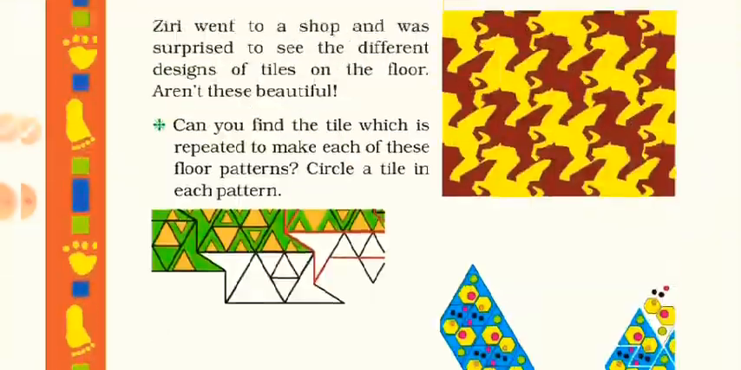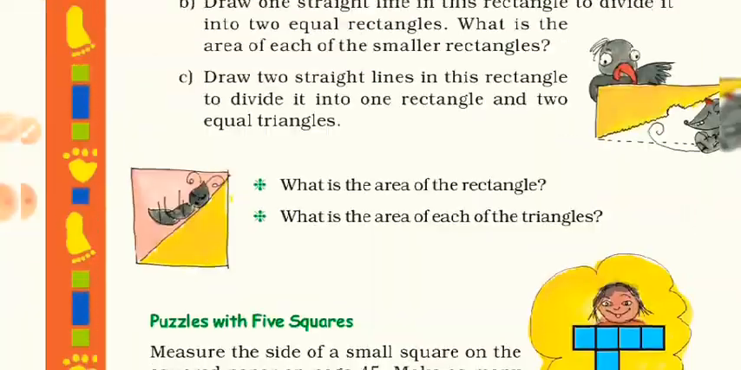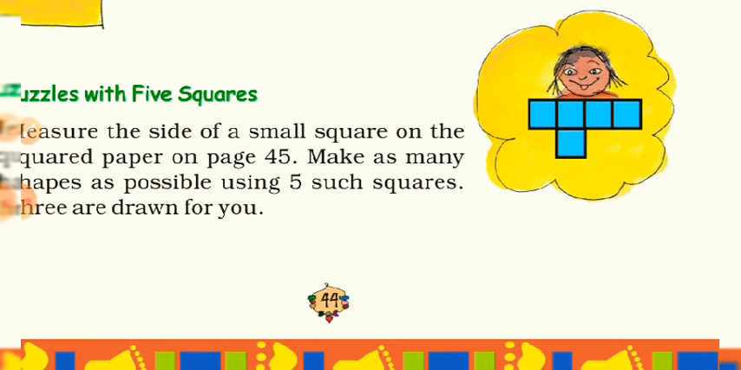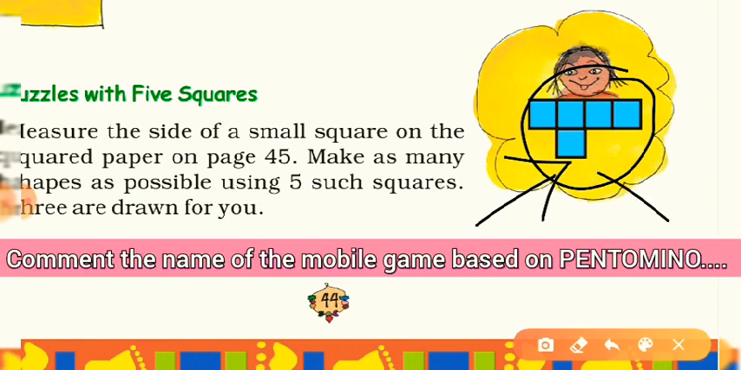Now there's a question that I wanted to ask you, but I just forgot. We have cleared the first topic, which was puzzles with 5 squares, and we used a word, pentomino. I want to ask you, there are many mobile games that you play which are based on pentomino. So write the name of that game that you play in the comment section.